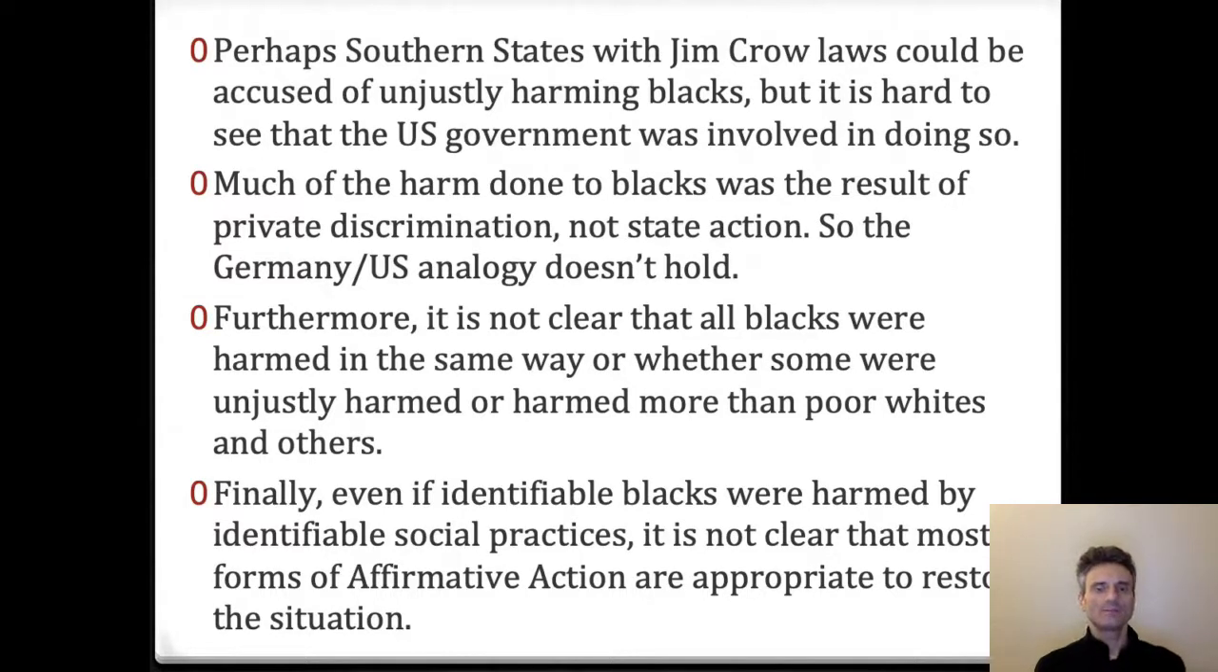But also, it is not clear that all Blacks were harmed, and in what way, and how do you quantify the harm? And as Pojman points out, it's not even clear whether they were harmed and discriminated against more than poor whites, for example. Finally, even if we could come to some kind of agreement on how much and quantify the damage and the harm, it is not clear that most affirmative action is appropriate to restore the situation.